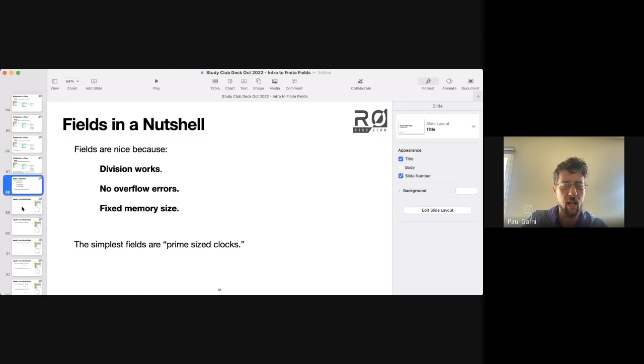Cool. I want to take a second though. Does anybody else have reasons? I'm not particularly fluent in software development. I wonder, I guess, whether anybody else wants to add a reason that finite fields are particularly nice in software contexts that I didn't have on this list.